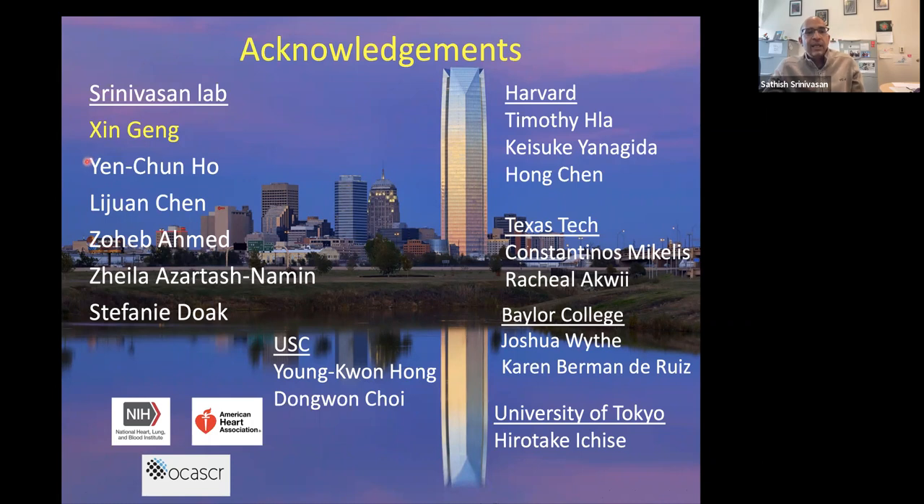We will see. And Yenchun and Li Juan, they have been part of the S1PR1 project as well, but they are doing other things. Zoheb, Zayla, and Stephanie, they are newer people in the lab. They just joined in the past few months, and they have picked up a few ideas from this work.